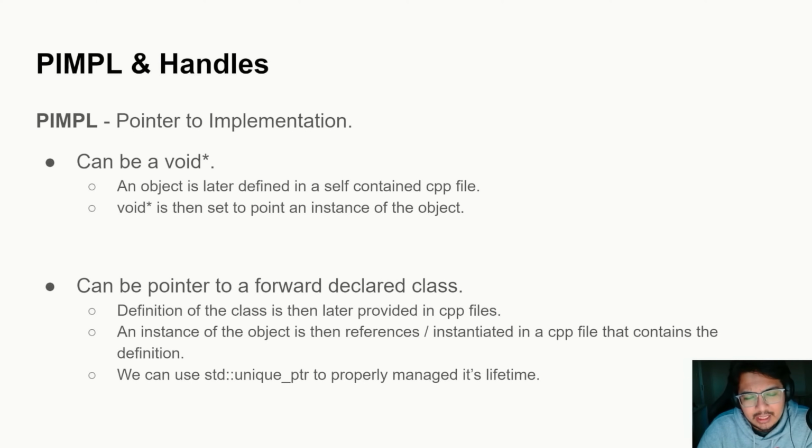And then for each platform that you are supporting, you would then define the forward declared class that contains all of the platform specific information and do the same thing, right? Instantiate the object and have the pointer point to the address of the instantiated object. Now, if the lifetime of the resource is important or you would like to have it automated, you can substitute the raw pointer with a unique pointer, and it would just work the same. So let's take a look at how it would be implemented.